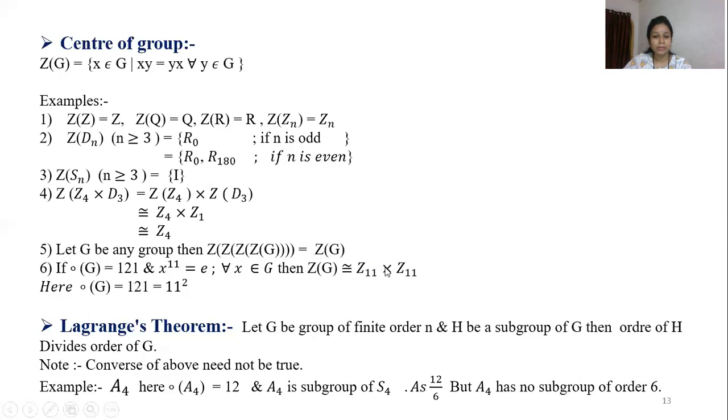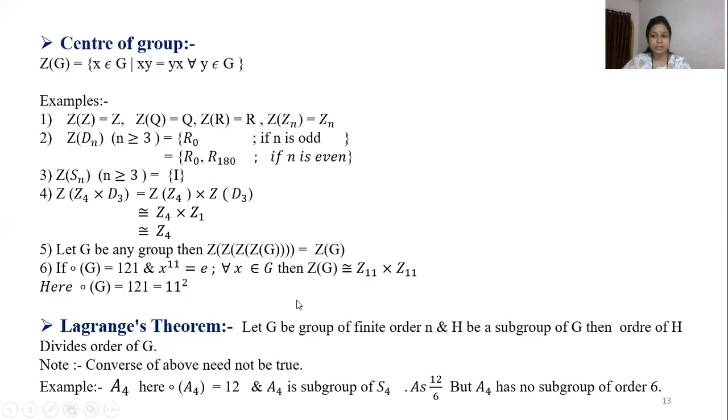Therefore, Z11 cross Z11 is an abelian group. In the previous video, we have seen that if each Gi is abelian, then the external direct product G1 cross G2 cross ... cross Gn is abelian. Here Z11 is abelian, so this product is abelian. The members of this set are two-tuples. Therefore, its center is Z11 cross Z11 itself. So in this example, the center of G is isomorphic to Z11 cross Z11.